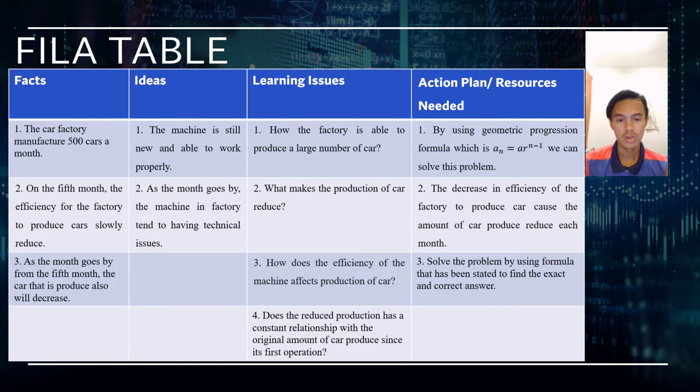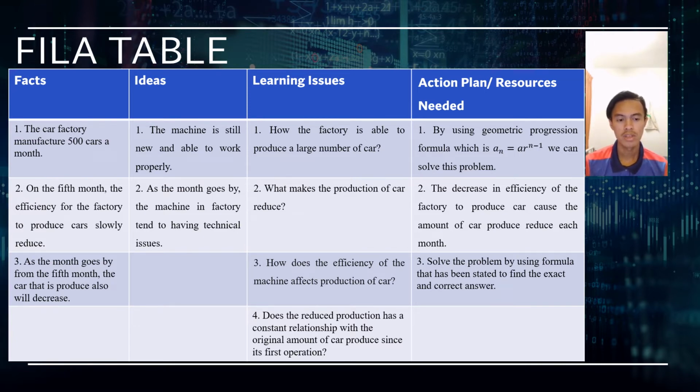For the learning issue, first, how is the factory able to produce a large number of cars? Second, what makes the production of cars reduce? Third, how does the efficiency of the machine affect car production? Fourth, does the reduced production have a constant relationship with the original amount of cars, since the first production? Lastly, the action plan.